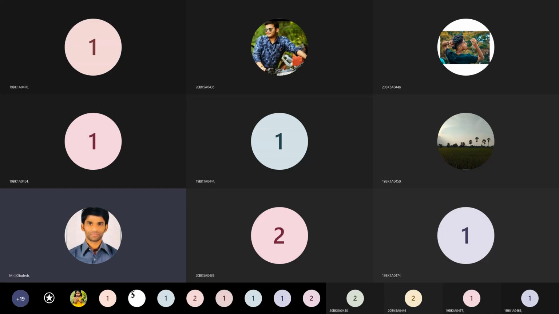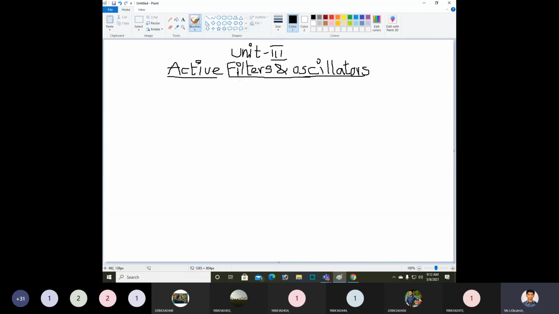So today we are going to discuss Unit 3, active filters and oscillators.